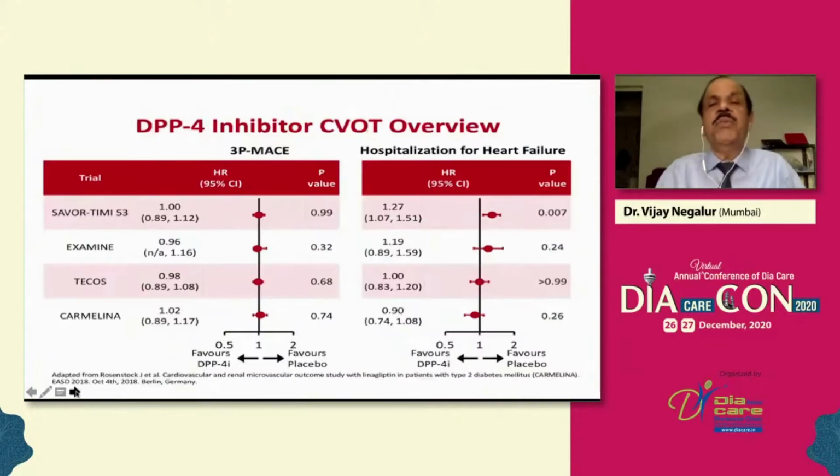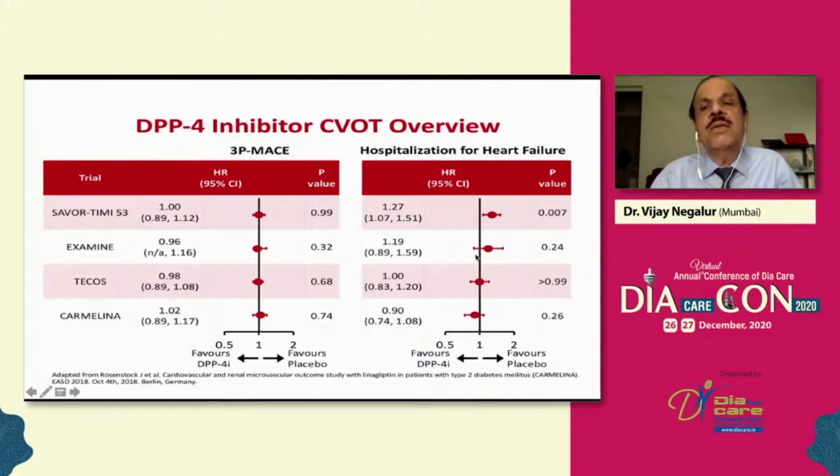And the first of that kind is the DPP-4 inhibitors, which look at the CVOT outcome, and you see almost all the studies have not shown any superiority in the outcome. And if you look at the hazard ratio, for example, for heart failure, the saxagliptin showed increased risk of 27% with a p-value of 0.007.